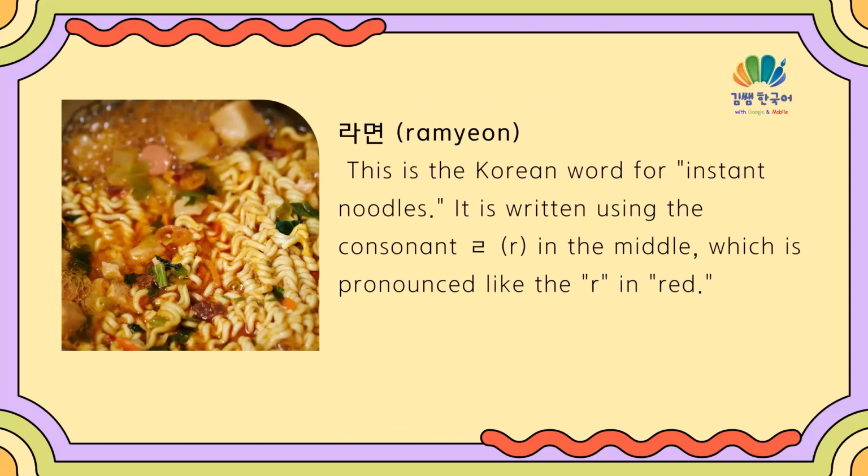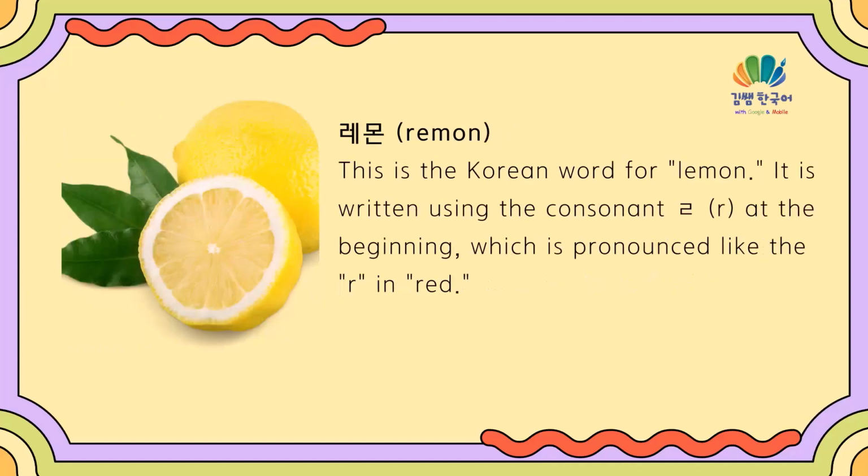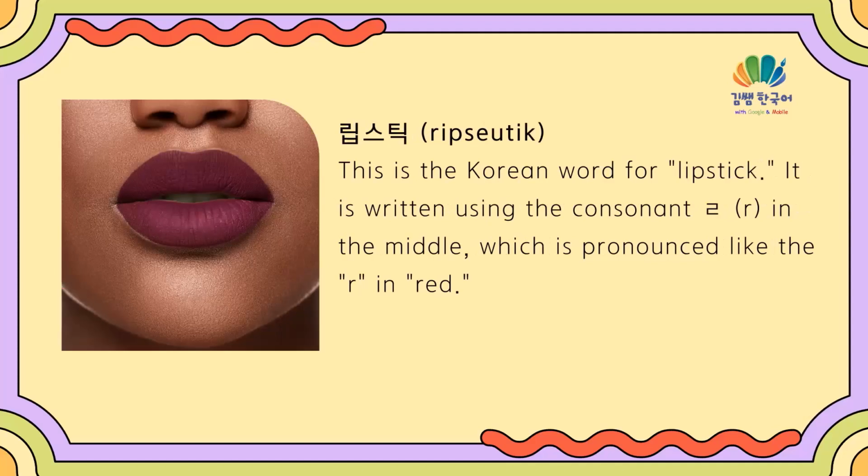It is written using the consonant 리을, R, in the middle, which is pronounced like the R in red. 레몬. This is the Korean word for lemon. It is written using the consonant 리을, R, at the beginning, which is pronounced like the R. 립스틱. This is the Korean word for lipstick. It is written using the consonant 리을, R, in the middle, which is pronounced like the R.